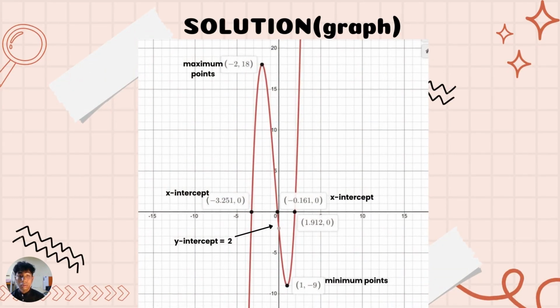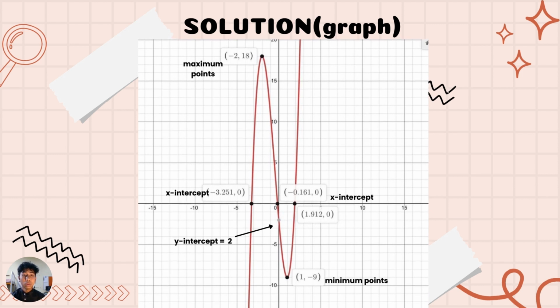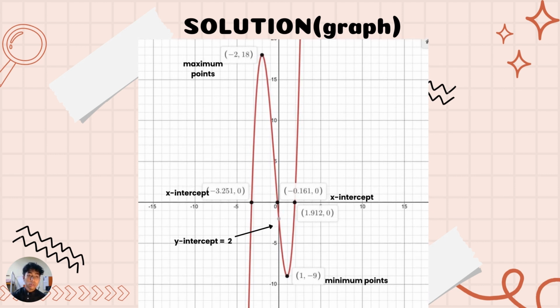And next, we want to sketch the graph of f. So how to sketch the graph? We just have to mark every point, every piece of information that we have calculated before. So we have the maximum point, minimum point, x-intercept and y-intercept, and also the inflection point. So it's going to be somewhere around here. After we mark every piece of information, we just need to connect every point. So we got this.